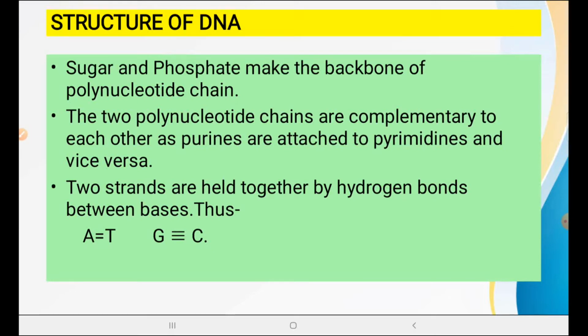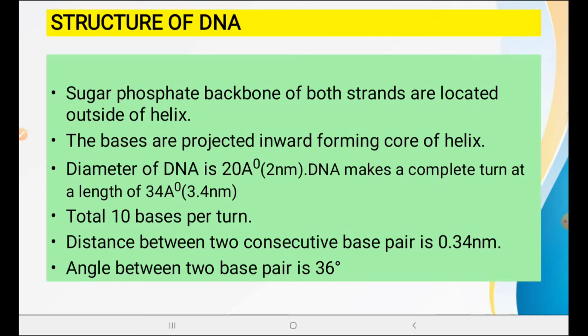They form the inner core of the DNA, and these bases are attached to each other by means of hydrogen bonds. That is, purine is attached to pyrimidine by hydrogen bond, or pyrimidine to purine by hydrogen bond. Got it? There are two bonds between adenine and thymine, and three bonds between guanine and cytosine. Got it? Now, the sugar and phosphate backbone of both strands are located outside of the helix.